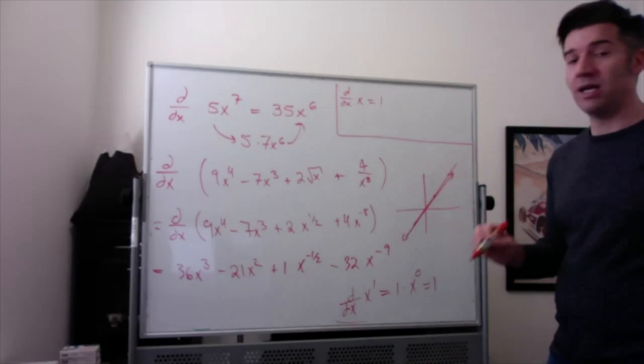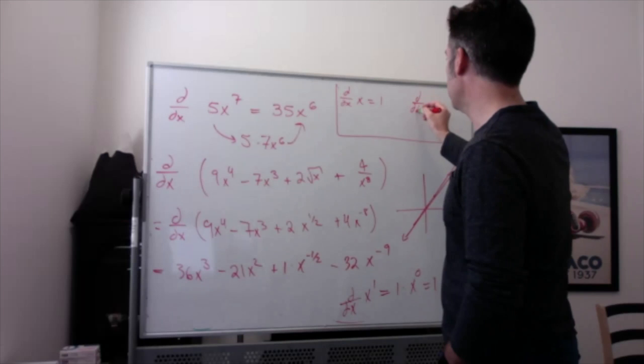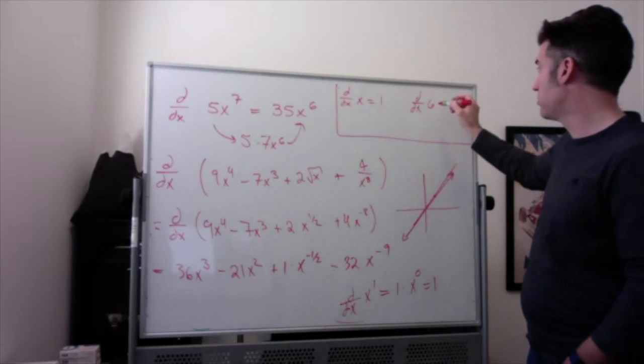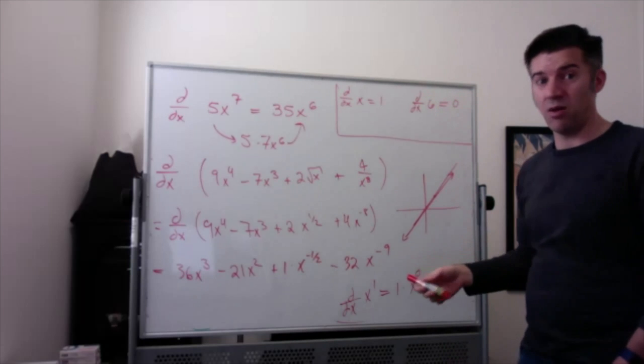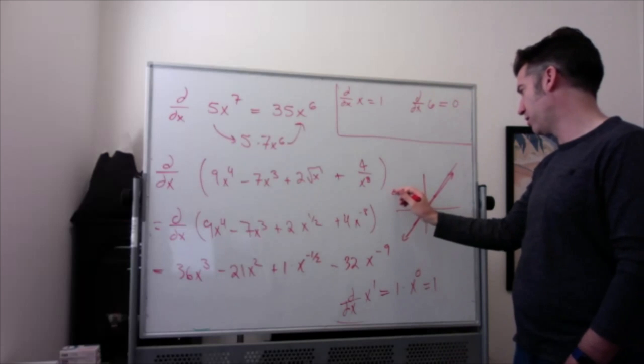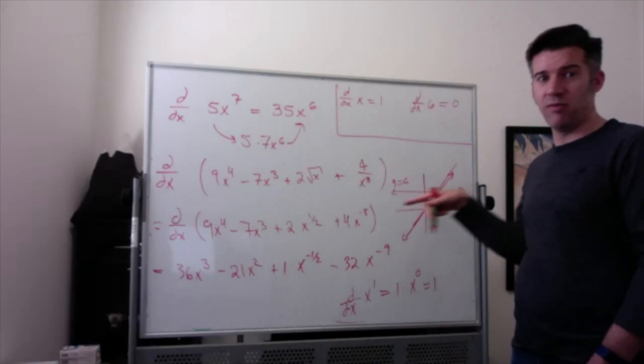In a similar way, the derivative of any constant, like 6, is equal to 0. Because the line y equals 6 is a horizontal line. Right? I'm going to draw it. I guess I can draw it here. There's y equals 6. What's the slope of y equals 6?